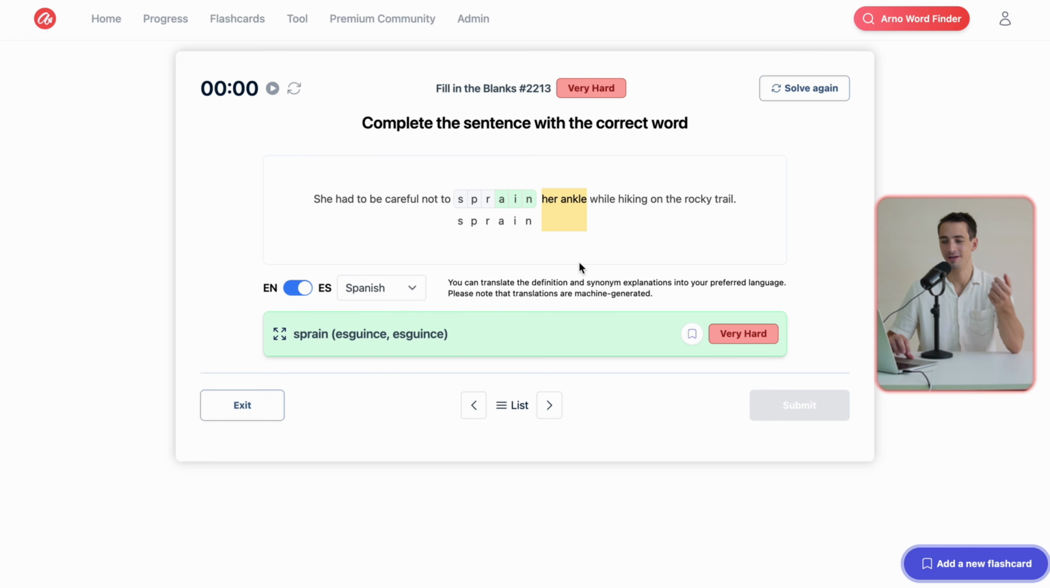Well, sprain it, right? Other possibilities could have been break or injure or all these other words, right? These are all things we don't want to do to our ankle, but because it was SPR, I knew that it had to be sprain. It couldn't be break or injure or any of these other possible words that came to mind.